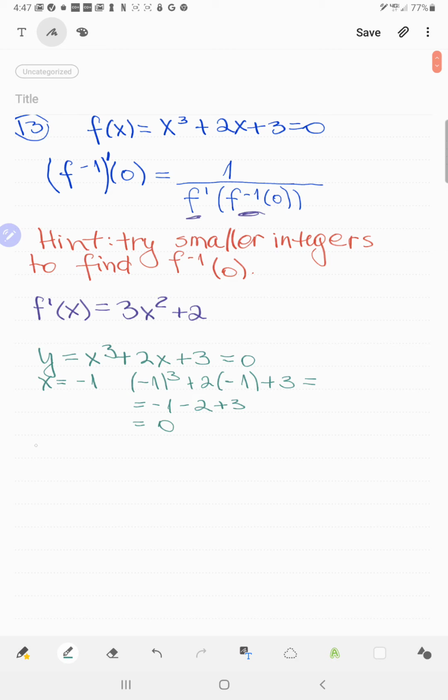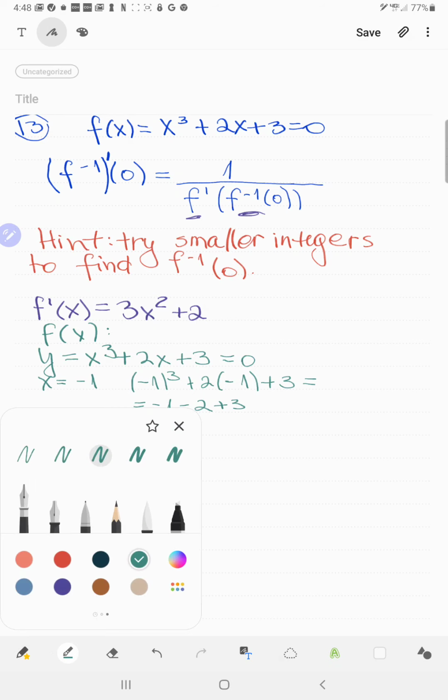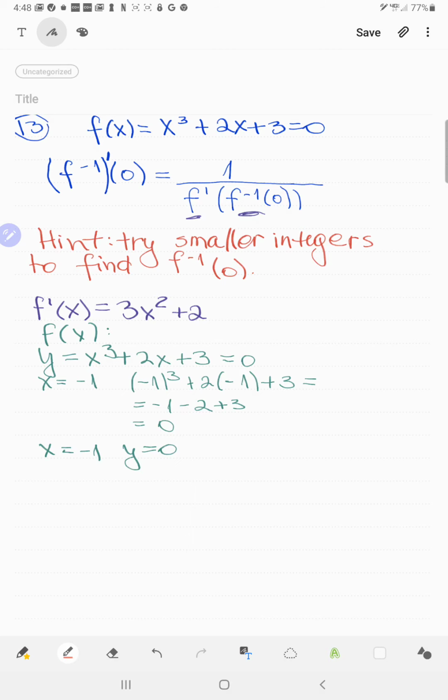So in this case, x is -1, and like I said, the y value is 0. So this is in our case for f of x. And when we have inverse functions, if you remember from class, we just swap the x and the y value. So for f inverse, we'll just need to swap those two values.